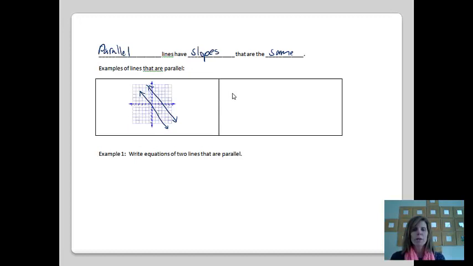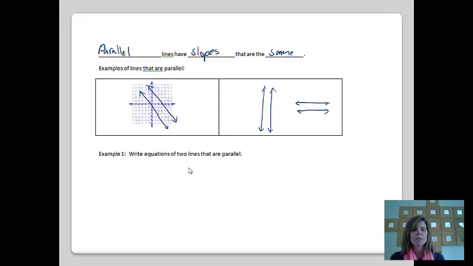I could also write equations of lines that are parallel. Another example of parallel lines would be lines that both go this way, or both go this way. They both have the same slope. These ones both have an undefined slope. These both have slopes of 0.